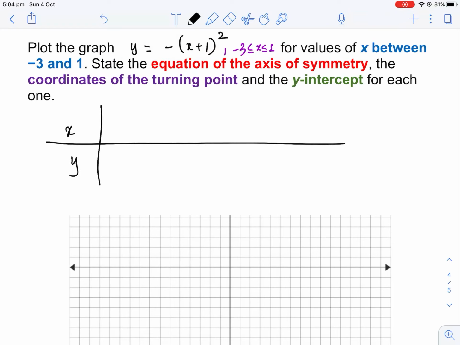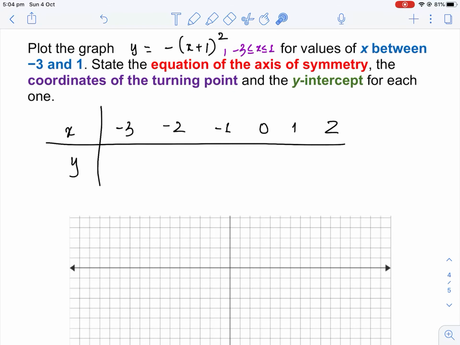And I can choose from -3 because it limits me to go from -3 to 1. So -3, -2, -1, 0, 1, that's it. That's what is allowed. I can't go to 2 or 3 because the maximum value of x here is 1. So just rub this one off.